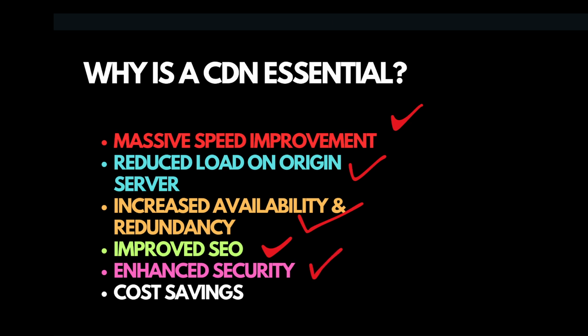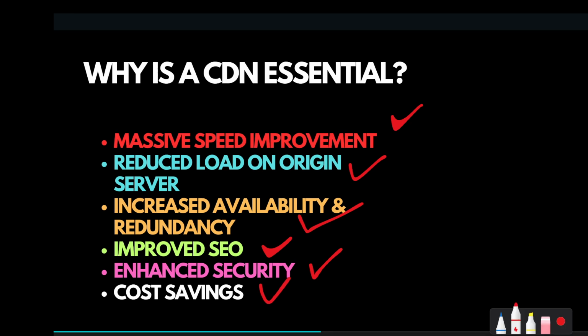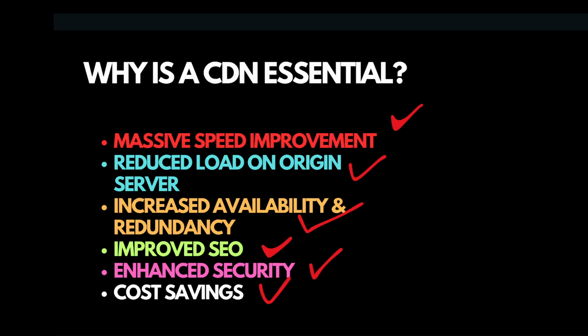Number 5, enhanced security. Many CDNs offer built-in security features like DDoS mitigation, web application firewalls, and bot protection, acting as a protective shield in front of your origin servers. Lastly, cost saving. By offloading traffic from your origin server, you might be able to use smaller, less expensive hosting plans for your main server. CDNs also often have more optimized bandwidth pricing.